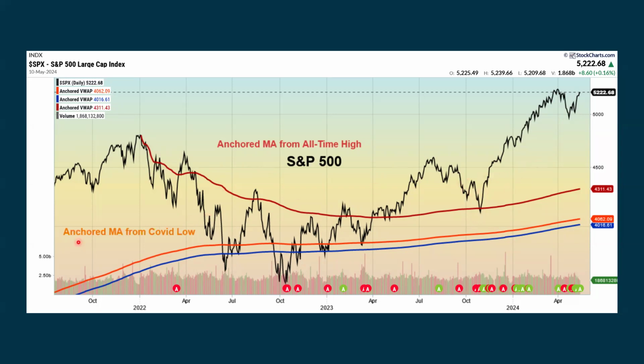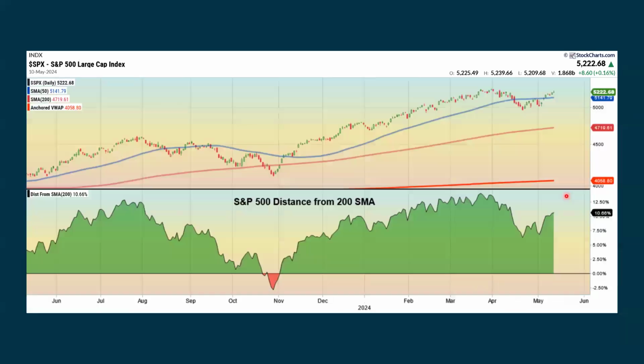I have a couple of anchored moving averages from the COVID lows. We're well above that. When we were really coming down in October and we finally hit the bottom in October 2023, we actually breached this a little bit, but the market was able to make a stand right there and then bounce up off of that. And we're far away from this line right now, so there's really been no need to show this. And just measuring, are we above or below the 200-day simple moving average? We're above it, so we're green, and we're 10.66% above the 200-day simple moving average currently.